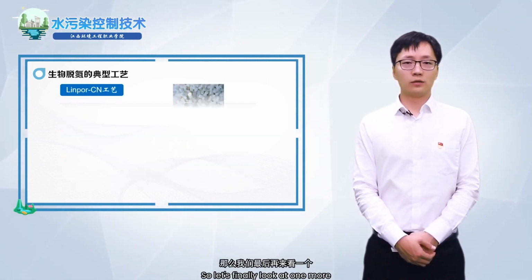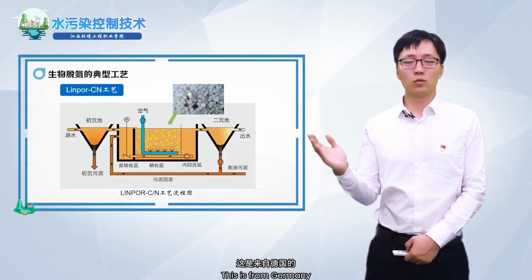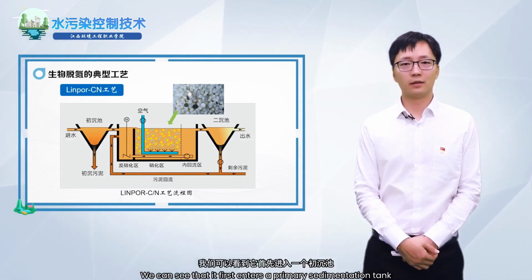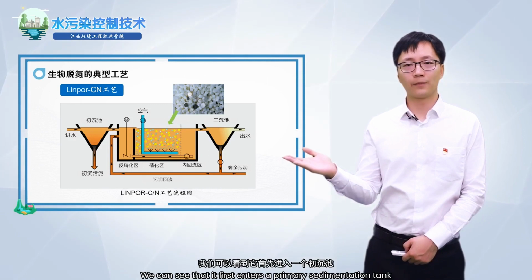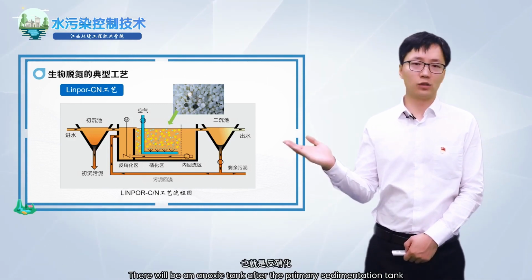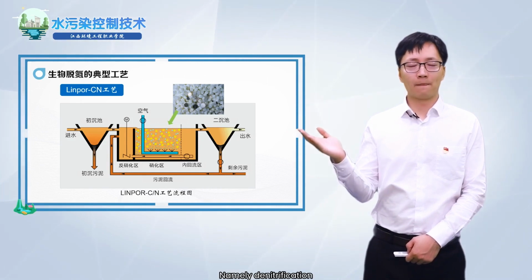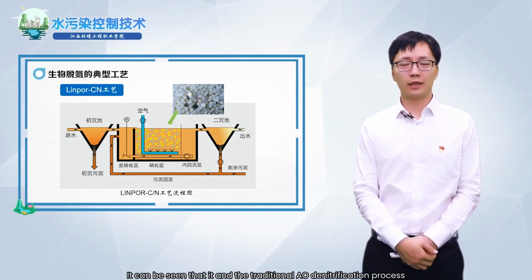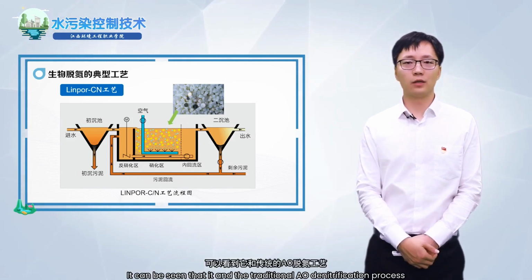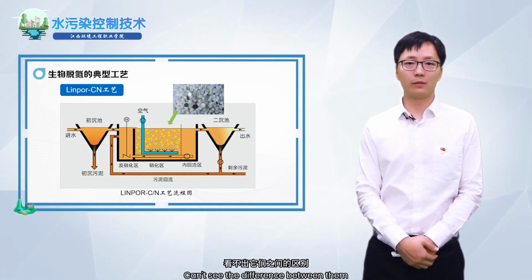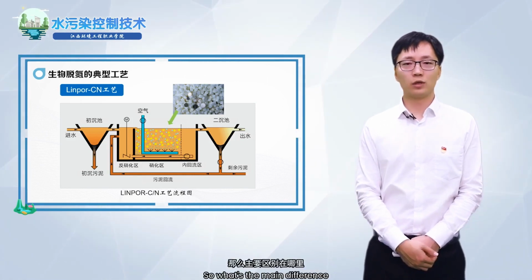So let's finally look at one more. This is from Germany, the Linpor process. In the Linpor process, we can see that the wastewater first enters a primary sedimentation tank. There will be an anoxic tank after the primary sedimentation tank, for denitrification. Then there is an aerobic tank, the nitrification pond. It can be seen that it is more similar to the traditional AO denitrification process. If you don't look carefully, you can't see the difference between them. So what is the main difference?